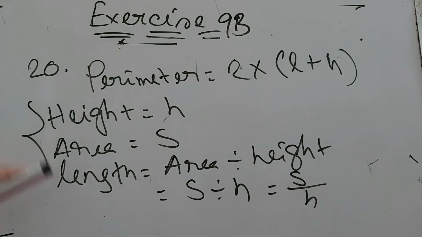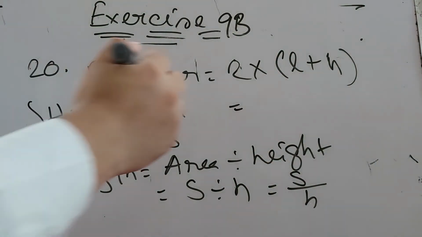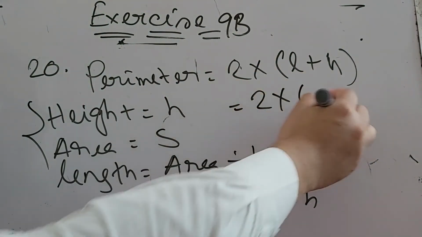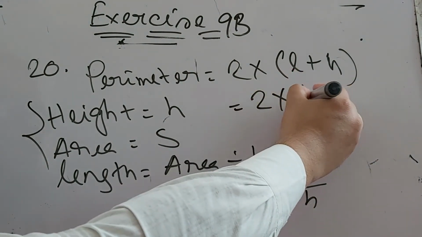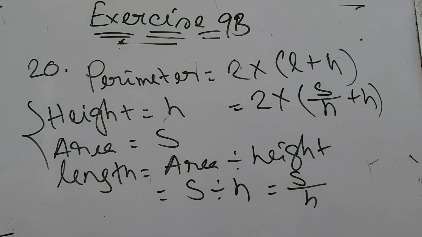Now we have to put this information into the formula of the perimeter. If I put this in the main equation, then we can say 2 into, what is the length here? Length equals area divided by height, plus height. And that is the formula of the perimeter using height and area of the walls. So that is the answer of number 20.